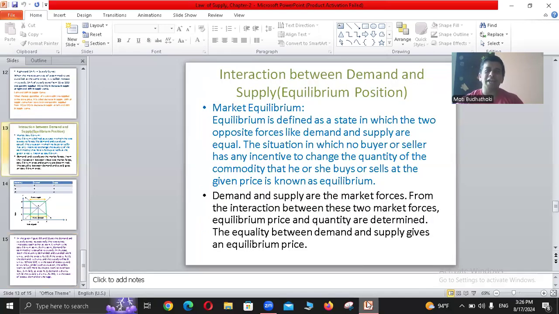Now, interaction between demand and supply. Equilibrium position: the condition in which the demand curve and supply curve meet each other and determine the equilibrium point.